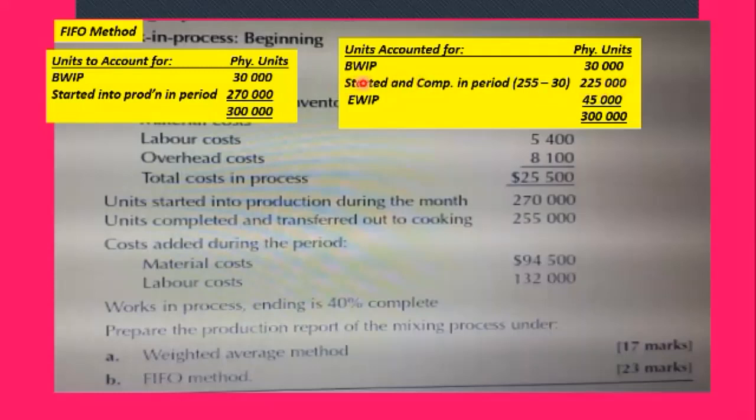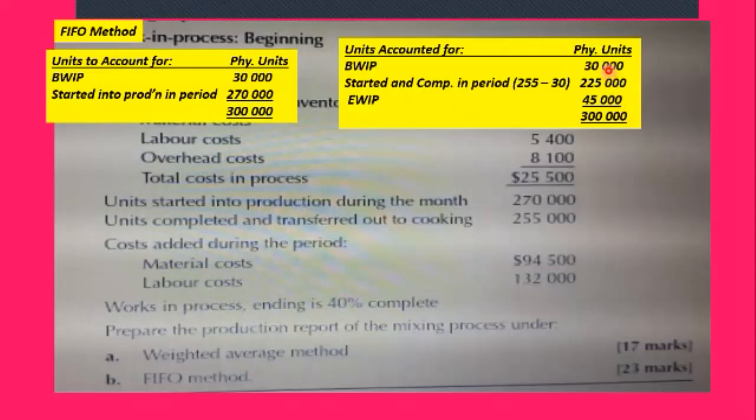But this is a thing you need to understand, that you are only taking into consideration the amount of work done during the period for FIFO. So what you want is the started and completed during the period. And we add that to the open stock. We bring the 300,000 over across here, and the balancing figure of 45 is the closing stock.